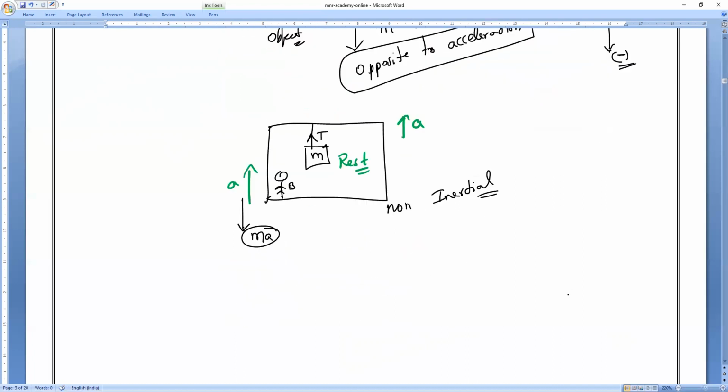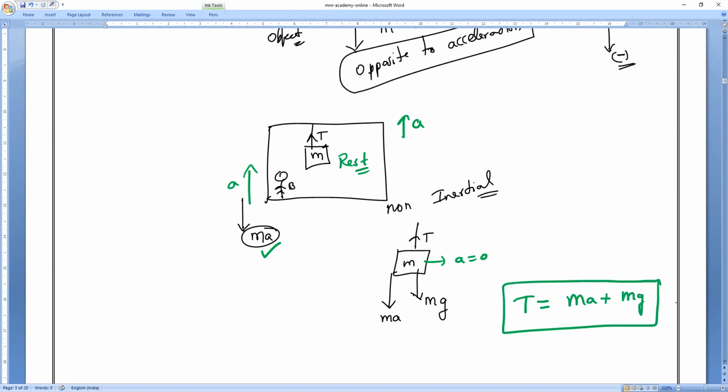Now if I consider the mass M, the tension in the string is upward. The force exerting downward, ma, is the pseudo force, opposite, and the weight of the body is also exerting downward, mg. Now write the equation. In the non-inertial frame, I consider that the pseudo force acts opposite to the direction of acceleration. As this body's acceleration is 0, T is equal to the downward force, which is ma plus mg.